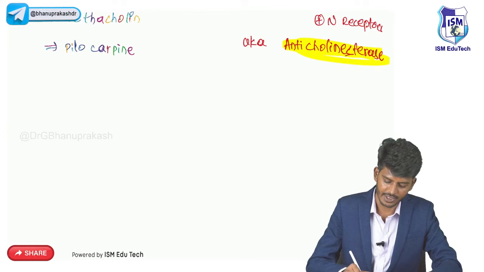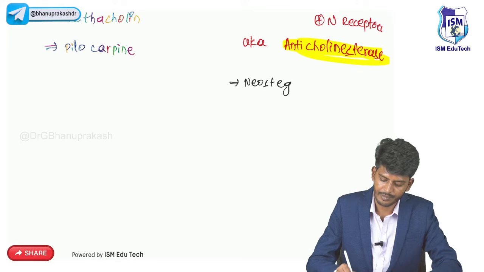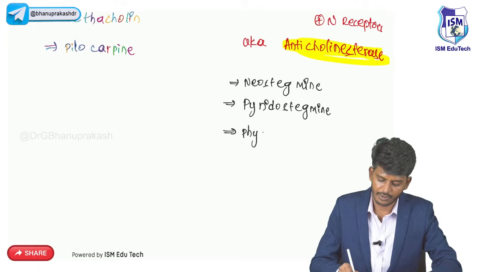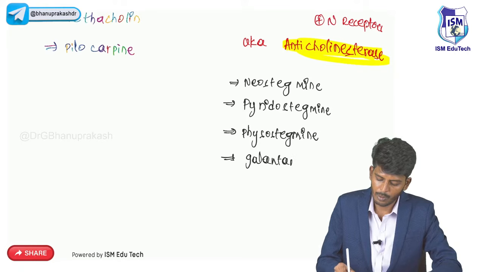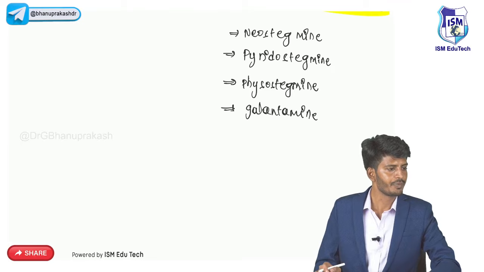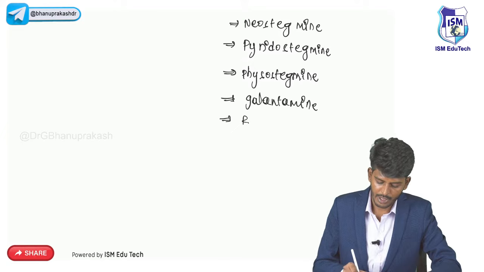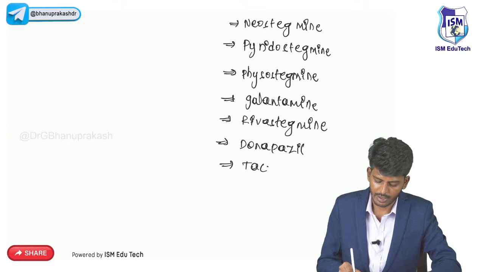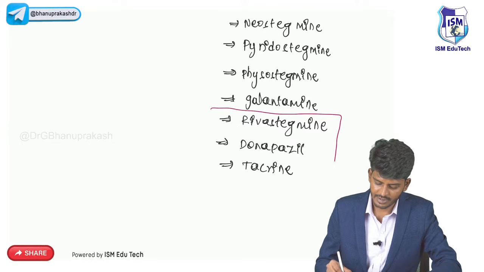Indirect acting drugs. We have drugs such as neostigmine. We have a drug called pyridostigmine. Apart from pyridostigmine, we have physostigmine. Apart from physostigmine, we have one more drug called galantamine. Now don't panic by looking at the names, I'll teach. Apart from galantamine, we have rivastigmine, and one more drug called donepezil. Now please listen to me. Among all these drugs, some are very separate ones. Why did I write them here? These are used for Alzheimer's disease.